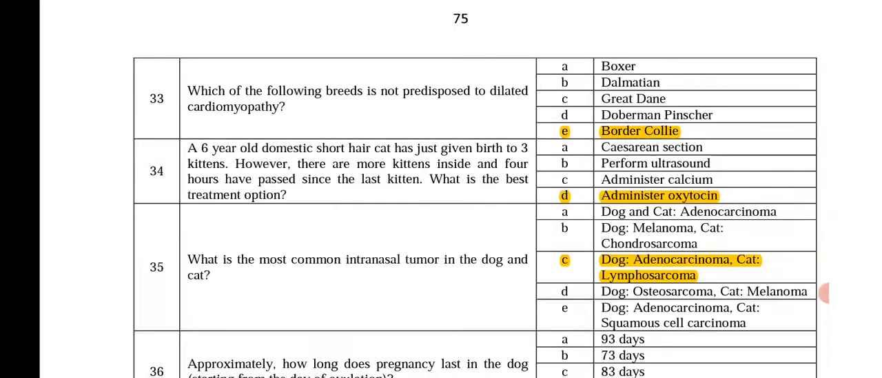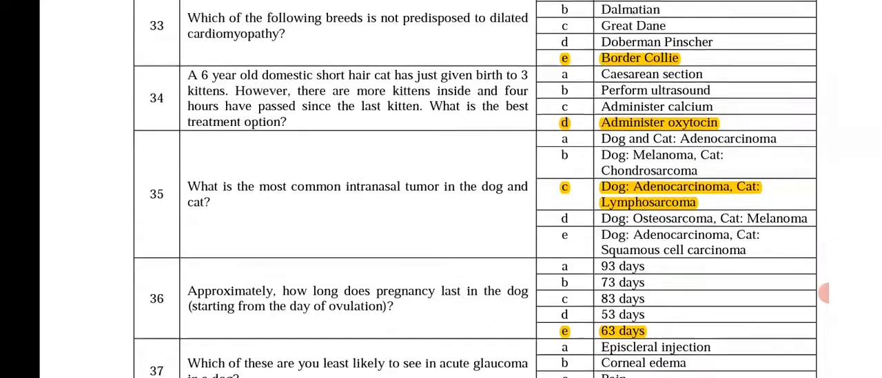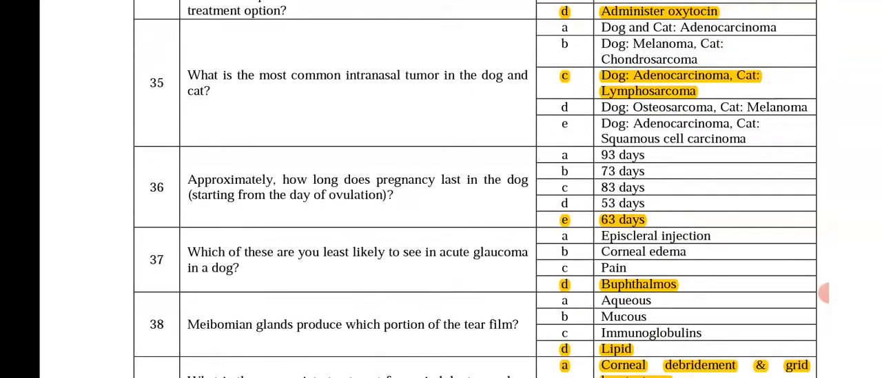Administer oxytocin. What is the most common intranasal tumor in the dog and cat? Adenocarcinoma. In the cat, it is lymphosarcoma. Approximately how long does pregnancy last in the dog? Starting from the day of ovulation, 63 days.